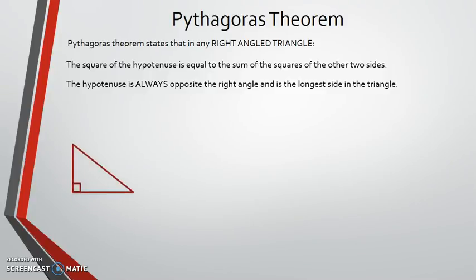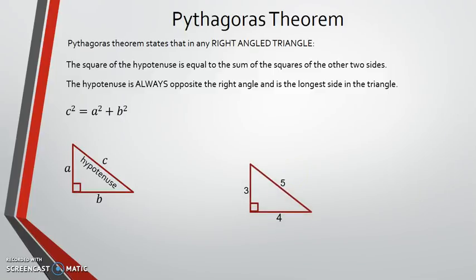So let's have a look at a right-angled triangle. The hypotenuse will be opposite the right angle. Okay, let's label the sides A, B and C and look back at the theorem. The square of the hypotenuse, so C squared, is equal to the sum of the squares of the other two sides. So C squared equals A squared plus B squared.